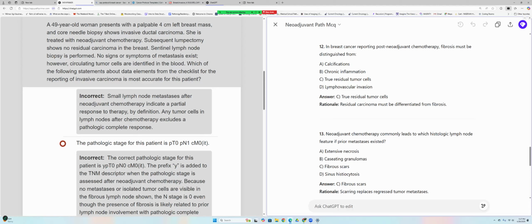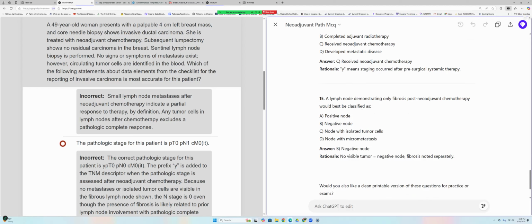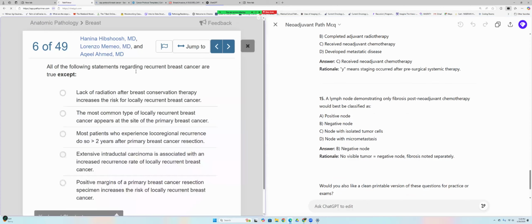Question number 12. In breast cancer reporting, with neoadjuvant chemotherapy, fibrosis must be distinguished from what? The true residual tumor cells. The chemotherapy commonly leads to which histologic lymph node feature if primary metastasis existed? Fibrous scars. The y prefix indicates receiving neoadjuvant therapy. A lymph node demonstrating only fibrosis post-neoadjuvant therapy will be classified as what? Negative node.